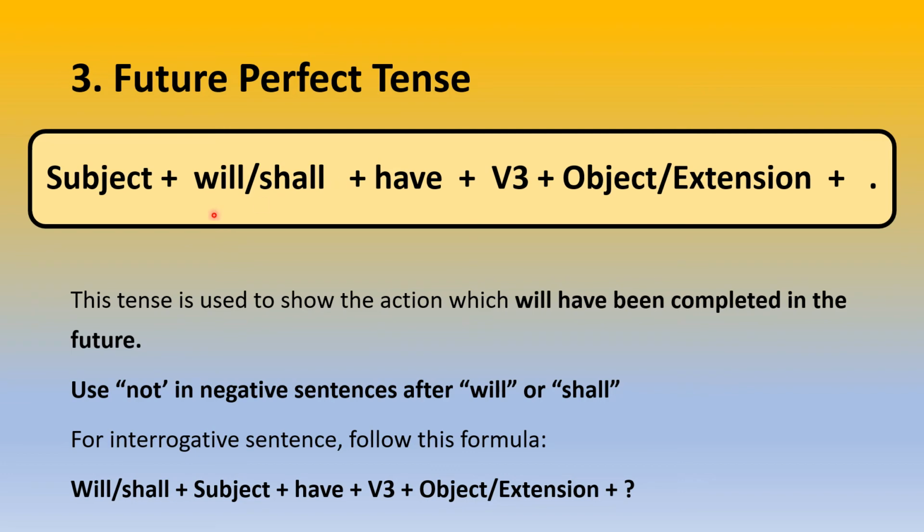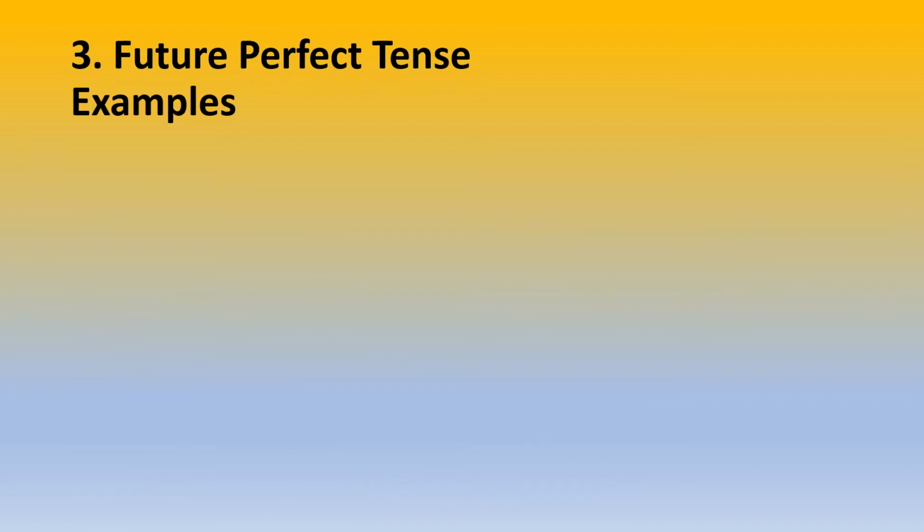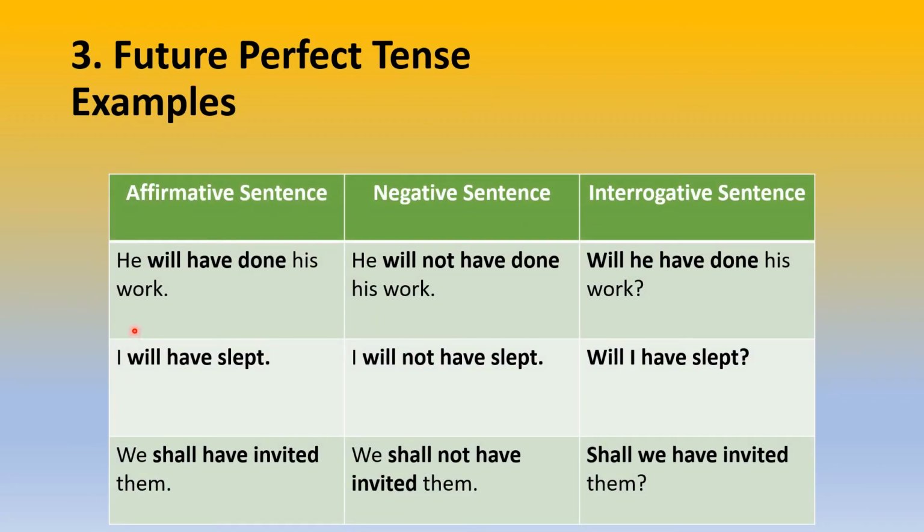We shall apply the formula for writing affirmative sentence of future perfect tense, and then we will convert that sentence into negative and interrogative. Here is the first affirmative sentence. He will have done his work. You can see that he here is the subject. Will have is the auxiliary verb. Done here is the third form of verb.